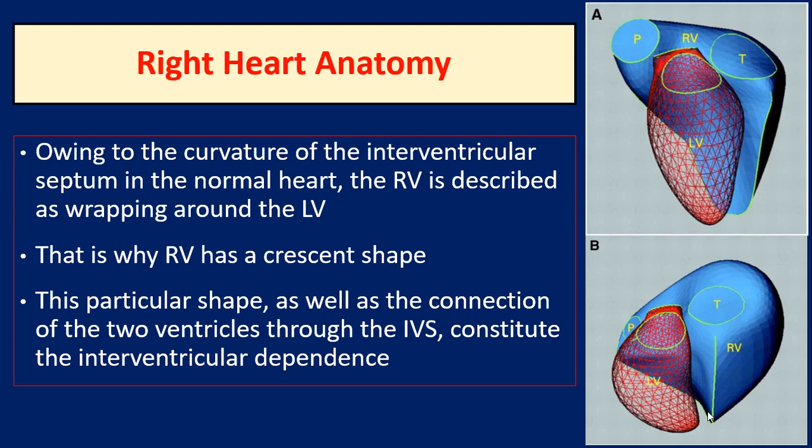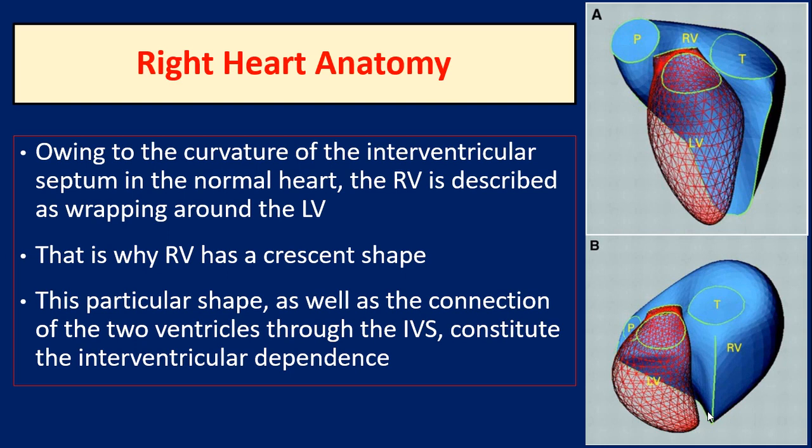ellipsoidal structure. So as you can see here, this is the left ventricle and this is the right ventricle. This is the pulmonary valve. This is the tricuspid valve. So you can see this is the left ventricle, and the left ventricle is almost engulfed by the right ventricle.